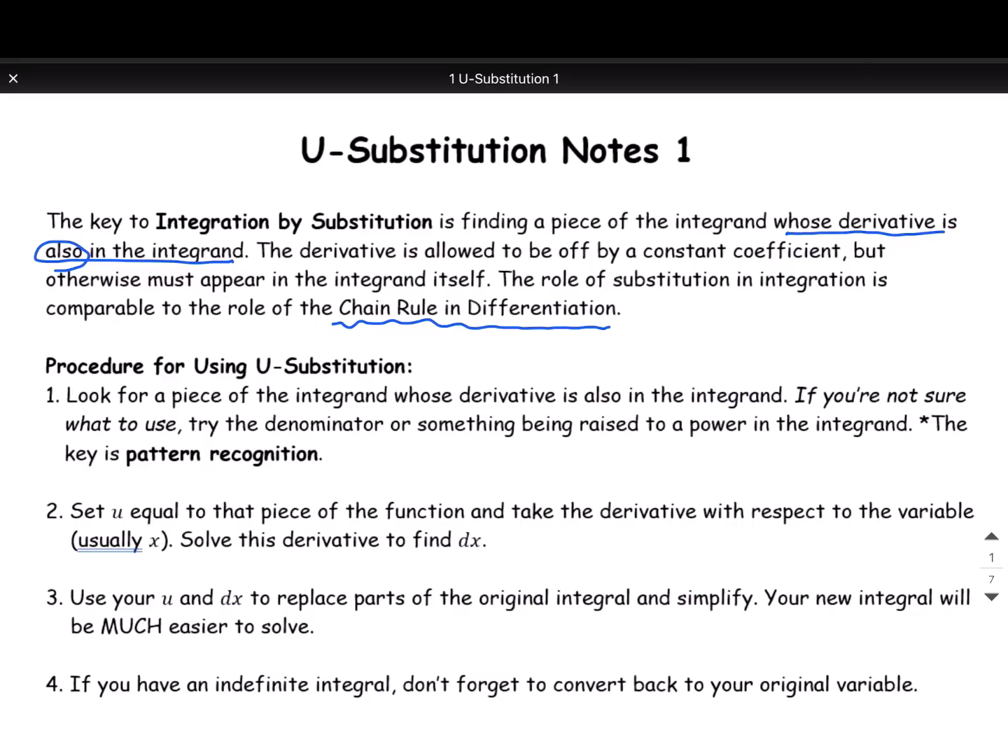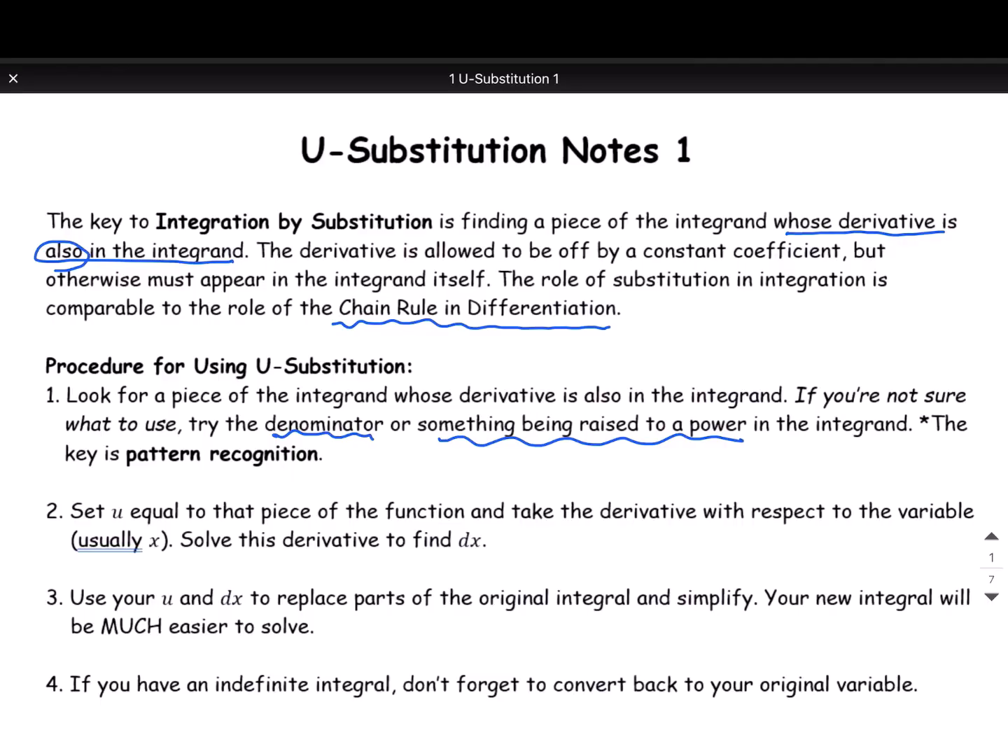Now I'm going to give you the steps for U substitution so that you have them all typed out here to begin with. But then we're going to go through slowly and see how we use that, okay? So the procedure for U substitution, like I said before, is to look for a piece of the integrand whose derivative is also in the integrand. Now, if you're not sure what to use, which is sometimes, especially at the beginning, tough to find, try letting the denominator be the U, or if you have something really messy, like a big polynomial being raised to a power, that would be your U, okay?